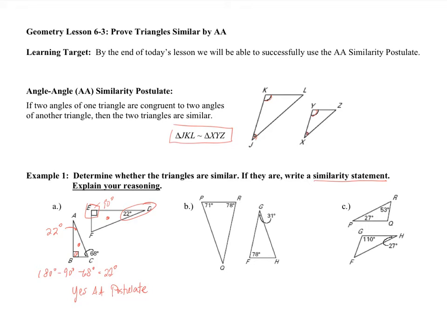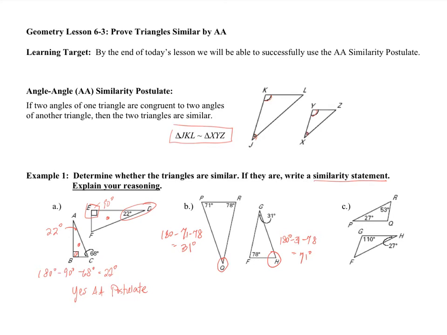Part B. So we're going to do the same thing. I have to find out what angle Q is. So I'm going to take 180 degrees, subtract 71, subtract 78. And that will give me 31 degrees. And for the other one, I'm going to find out what angle H is. So it's 180 degrees minus 31 minus 78. And that will give me 71 degrees.